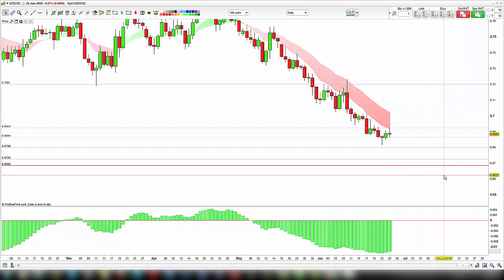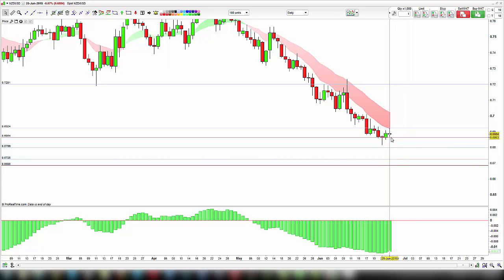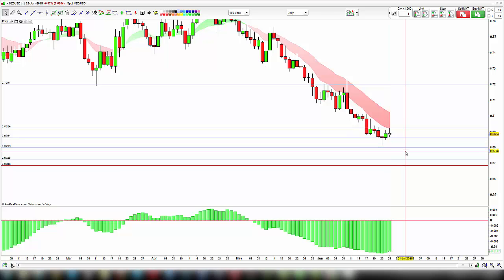What I've identified here is that I'll be looking to go short the market if price, or when price, breaks below this level here of 0.6864. I'll have my stop loss just above the 0.6924 level if the trade goes against me, and my first profit target will be around the 0.6799 level, with the second target around 0.6725.